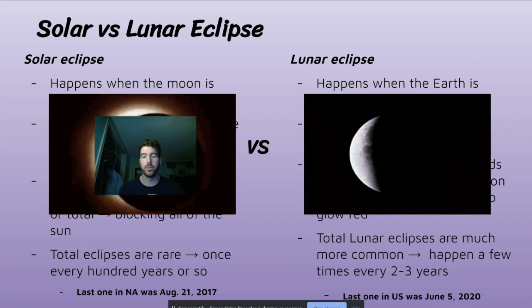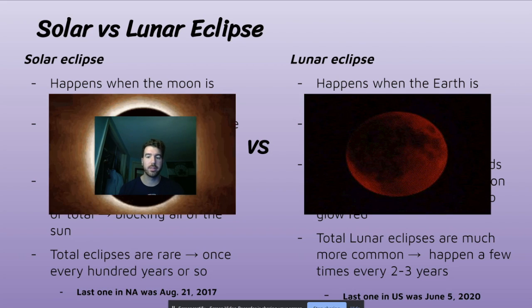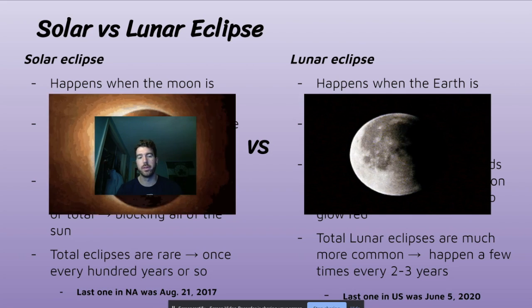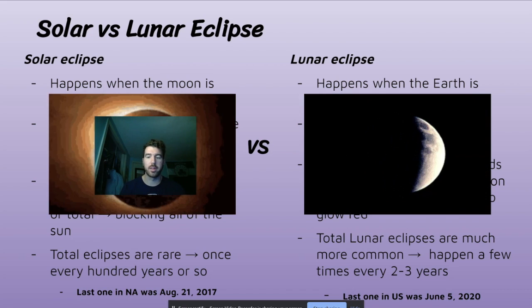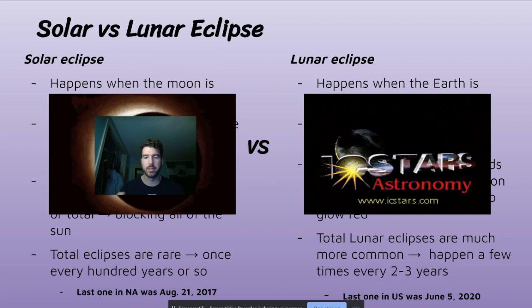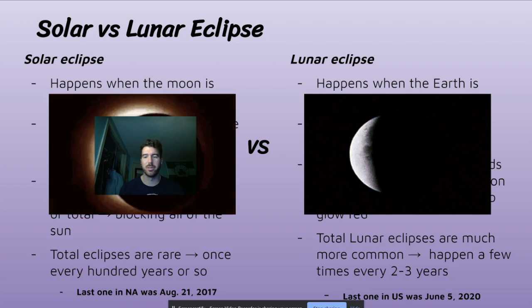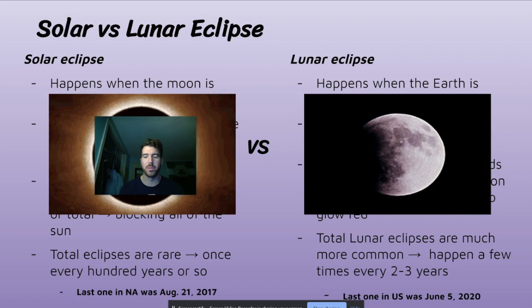And when you look at a lunar eclipse, this is what you get. So the Earth moves in front of the sun, blocks the light from the sun, and then you get this reddish glow that is kind of eerie looking. So it'd be perfect to have one right around Halloween.